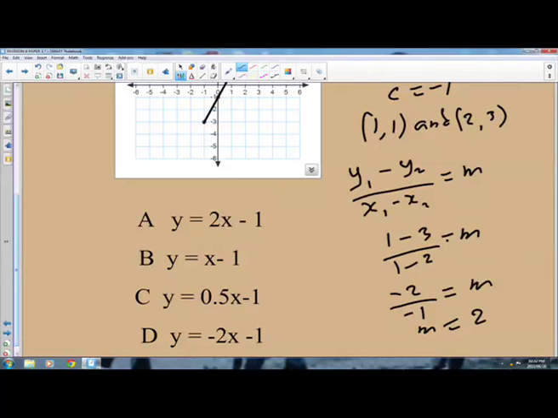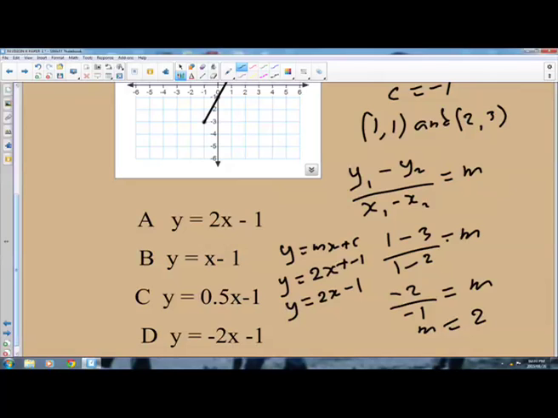So we can now substitute in the equation y equals to mx plus c. Our m is 2, so y will be equals to 2x plus, and then what is the value of the y-intercept? It is negative 1. So y equals to 2x plus negative 1, and then we can simplify plus and minus there, giving us y to be 2x minus 1. So the equation of this line is y equals to 2x minus 1.